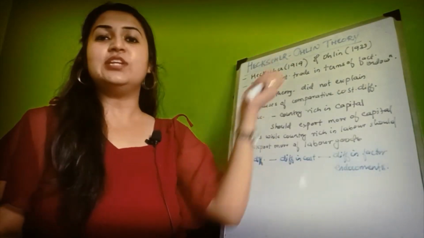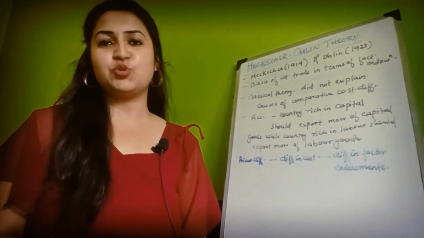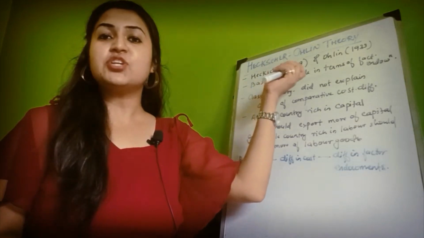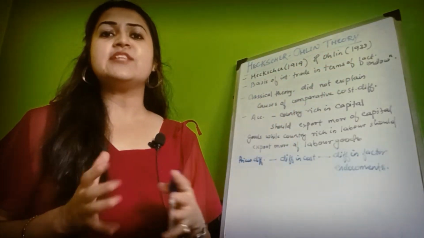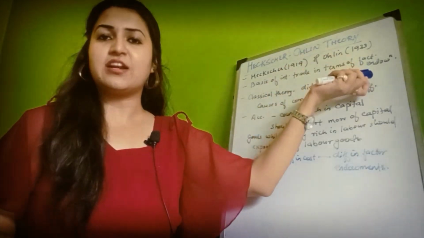Understand the Heckscher-Ohlin theory, which is popularly called the HO model. Now, it was developed by Heckscher in 1919 and Ohlin in 1933. It explains the basis of international trade in terms of factor endowments.